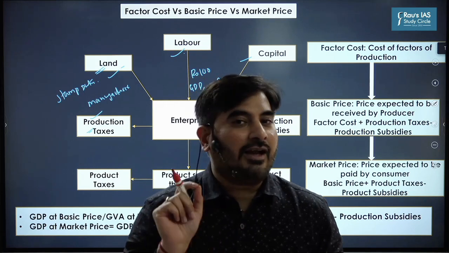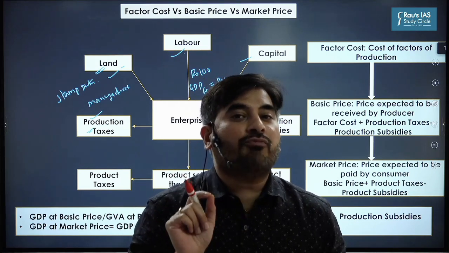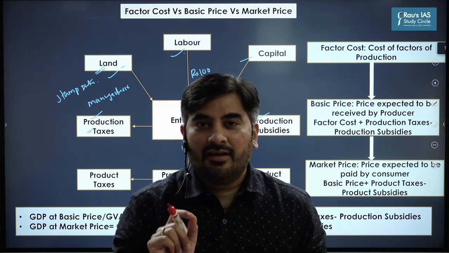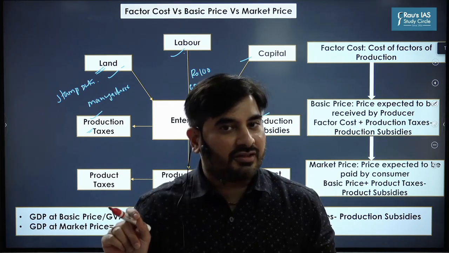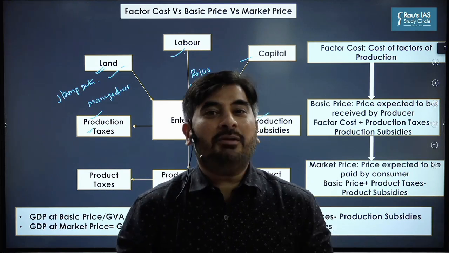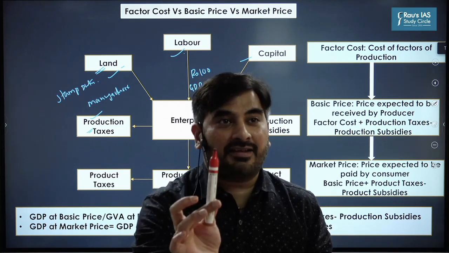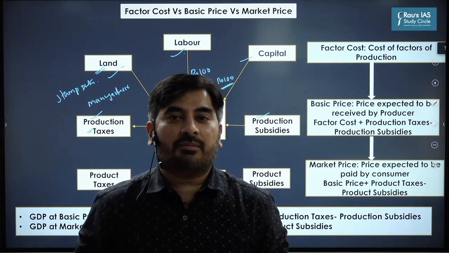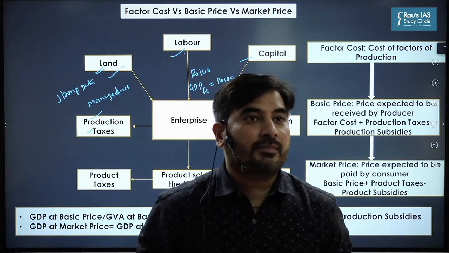Production taxes are not paid on per unit of product. This is very important. For example, GST. Do you pay GST on factors of production? No, you pay GST on per unit of product. So production taxes are paid on the factors of production. By whom? By the manufacturer.